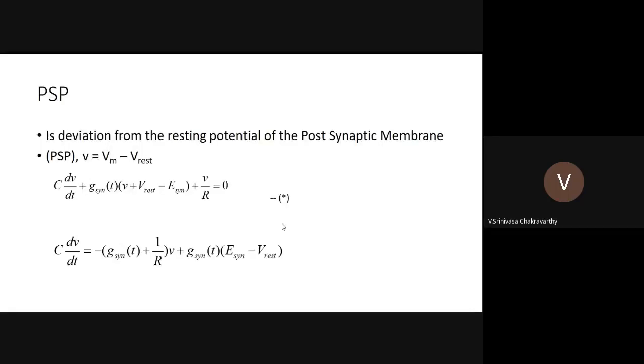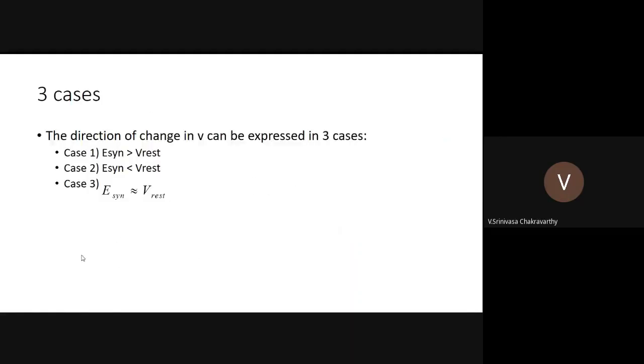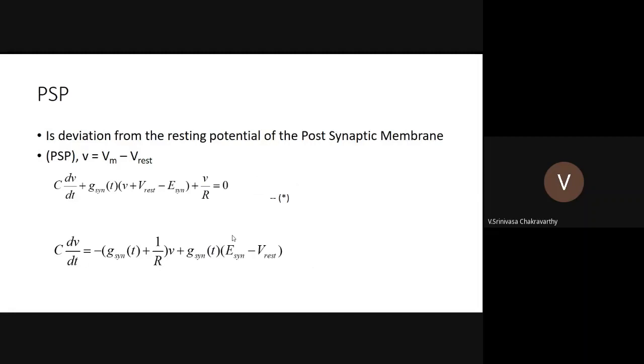So how does this term I of t look? Simply put, G_syn goes to a positive value, stays there for some time, and comes back to 0. So if you call this I_syn(t), some kind of external input current, and this current goes to a positive value and comes back to 0, then we will get a positive deviation. If this current goes to a negative value and comes back to 0, then we will get a negative deviation. It's as simple as that. So now, when will this go positive or negative? It depends on the sign of this quantity.